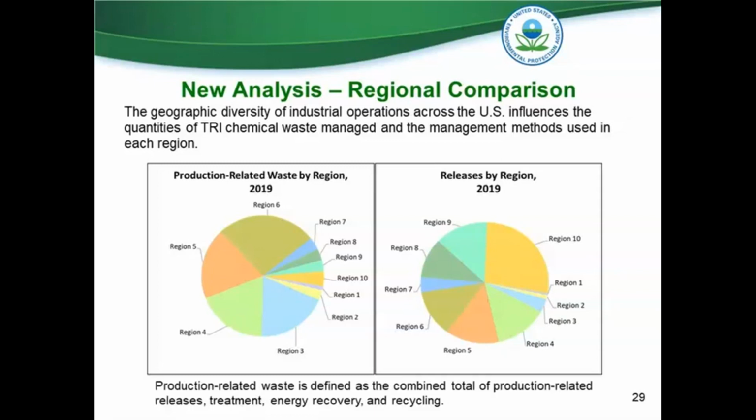I've talked already about how influential the metal mining sector is. The largest metal mine in the US is located in Alaska, which is in region 10. And so if you're looking just at releases by region, region 10 is going to be the top region by quantity of TRI releases. But if you look at total production related waste, including the waste that is recycled, treated, or burned for energy recovery, as well as released to the environment, regions 4, 5, and 6 pop out as much larger than region 10 because of the different sectors that are more common in those regions, like chemical manufacturing, that typically has a large quantity of production related waste, but a smaller proportion of which is released to the environment.